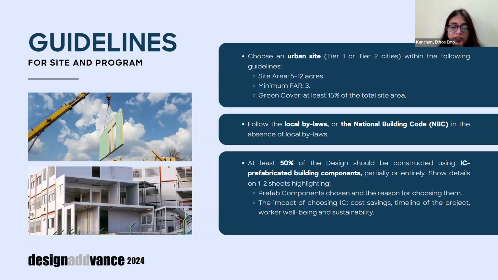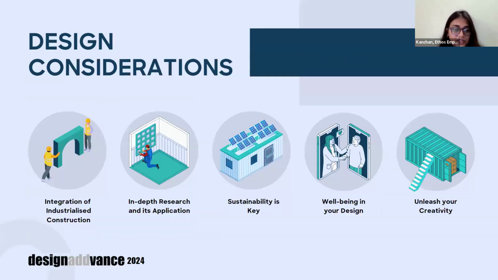At least 50% of your design should be constructed using prefabricated building components, and you have to show them in 1 to 2 sheets in your design, right? What you'll highlight there is the prefabricated components and why you chose them, and how it impacted your design. Here are the design considerations: how well you've integrated industrialized construction, how in depth your research is into industrialized construction, how sustainable your design is, of course, the well being of the occupants of your building, and how creative you've been with the tools you've been provided.